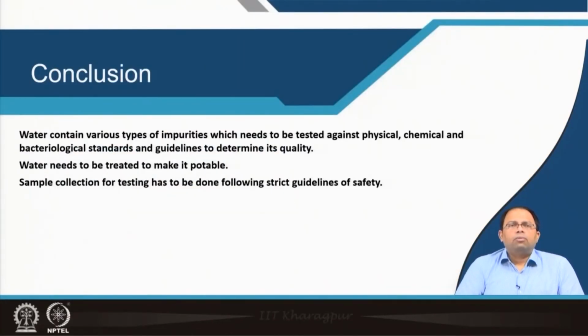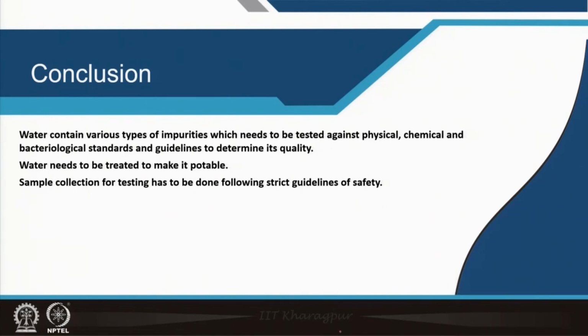So, to conclude, water contains various types of impurities which need to be tested against physical, chemical and bacteriological standards and guidelines to determine its quality. And water needs to be treated to make it potable, and sample collection for testing has to be done following strict guidelines of safety.